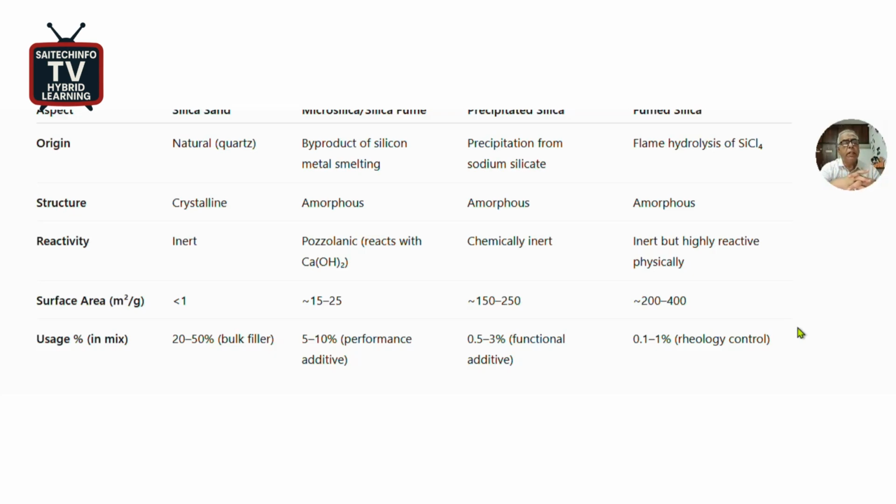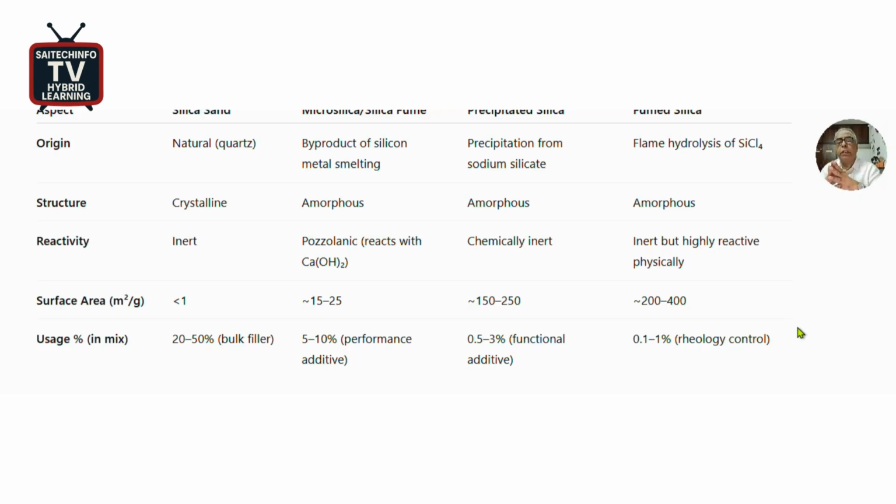Usually, silica sand is chemically inert. It means it doesn't react with any acid or bases or any other chemical reagent. Microsilica reacts with the calcium hydroxide. So it is called pozzolanic, meaning it is capable of reacting with calcium hydroxide, and that is why it is very effectively utilized in architectural or cementitious products. This is one of the best raw materials for construction chemicals.